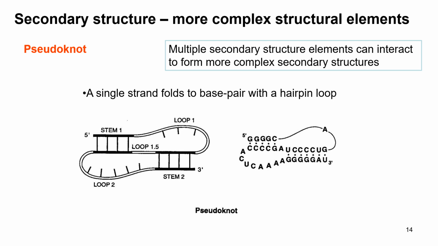So we've looked at 3 basic secondary structural elements: the helix, the bulge, and the internal loop. Multiple of these structural elements can interact together to form more complex secondary structures. Here we have a pseudoknot structure, which is when a single RNA strand folds back to base pair with a hairpin loop. So there are now 2 connected hairpin loops. There's one here and another one here. Here we have an example with actual bases, and notice here that there is the GU wobble base pairing in addition to Watson-Crick base pairing.